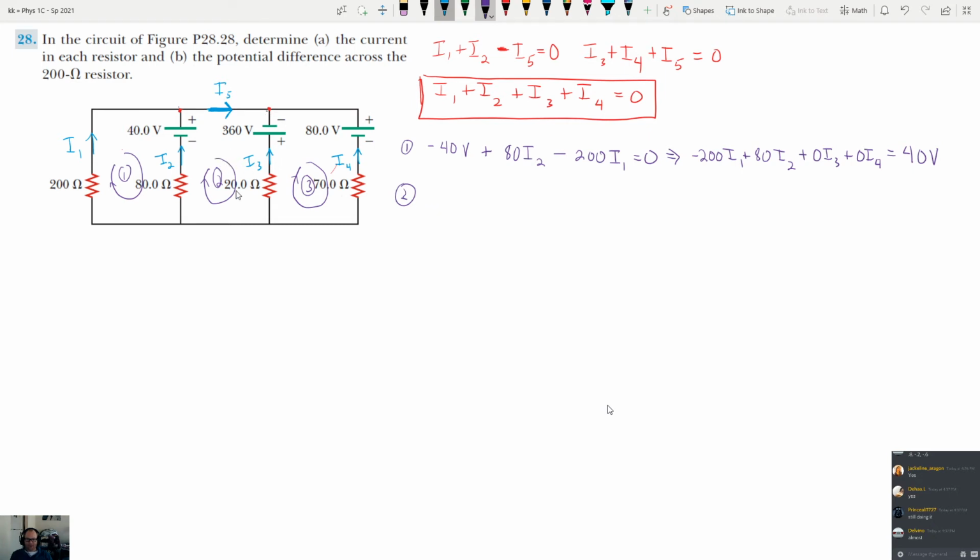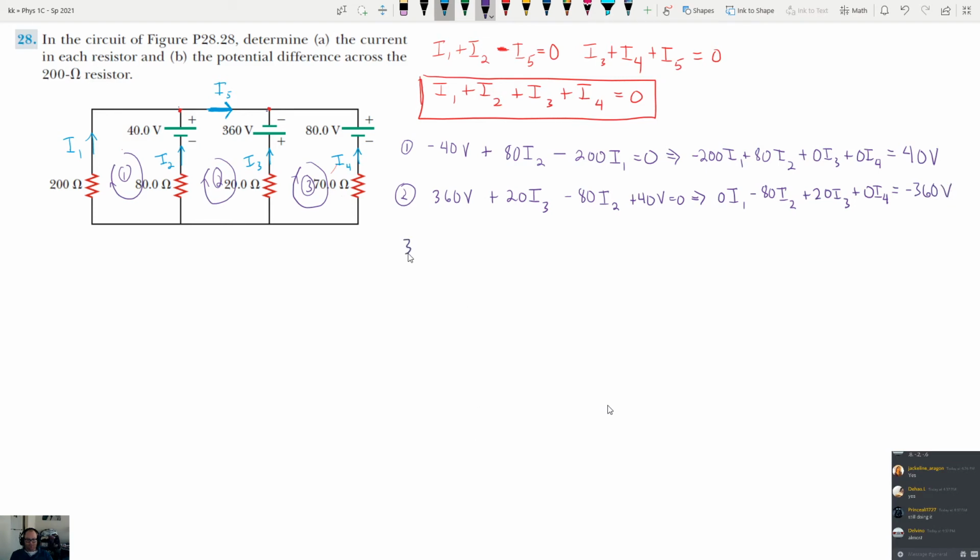If I start from this point right here and do a clockwise loop for 2, we're going from negative to positive here. That's positive 360. We're going against the current, that's plus 20. Swooping around here, we're going in the same direction as the current, so that's minus 80. And then negative to positive is positive 40. This reduces down to 0 I1, negative 80 I2, positive 20 I3, plus 0 I4 is equal to negative 360 volts.